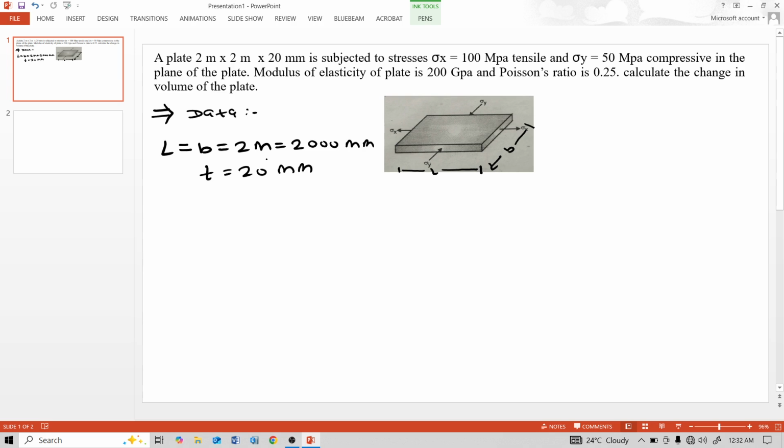Stress sigma x is tensile stress, and tensile stress is positive, 100 MPa. Stress sigma y is acting compressive, and compressive stress is negative, minus 50 MPa. MPa is equivalent to Newton per mm square, 1 MPa is equal to 1 Newton per mm square.